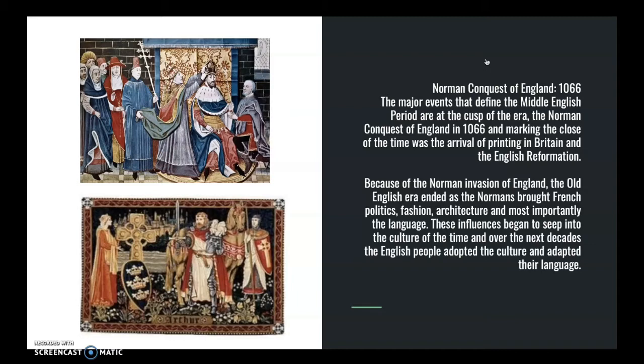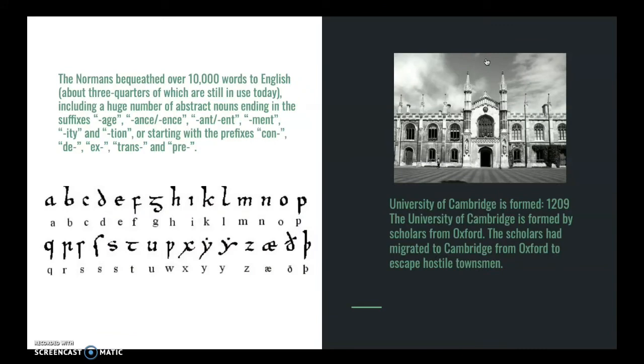Because of the Norman invasion of England, the Old English era ended as the Normans brought French politics, fashion, architecture, and most importantly, the language. The Normans also bequeathed over 10,000 words to English, about three-quarters of which are still used today, including a huge number of abstract nouns ending in the suffixes -age, -ance, -ment, -ant, and -ancient, just to name a few.